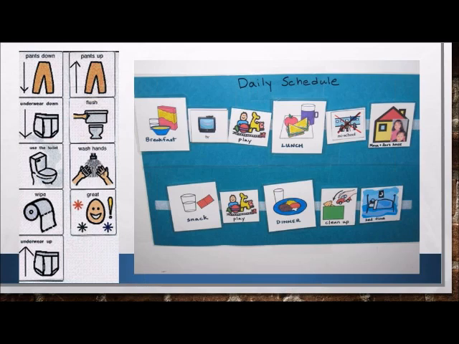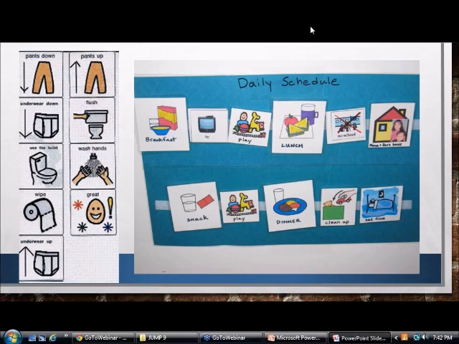Here's just some more examples of daily schedules. I don't know what this is here. Here are just some examples of a daily schedule. And then I like this, the one on the left is teaching an activity, and it's teaching toileting. So much fun.